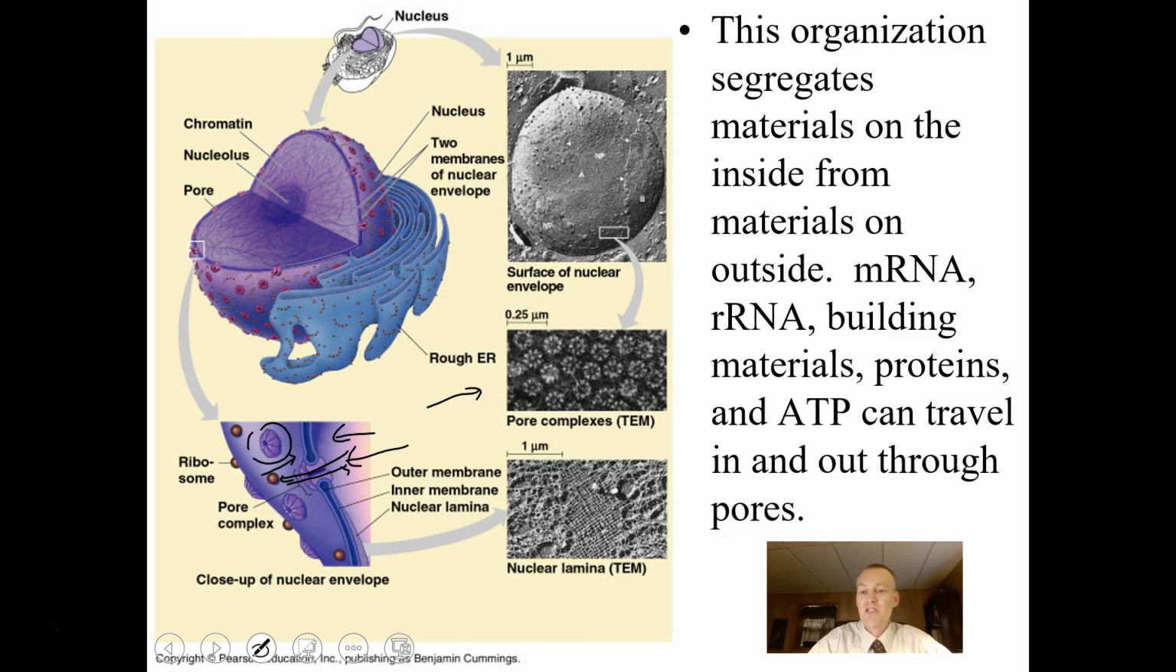This organization of being double membrane bound and having pores helps to segregate materials that are inside the nucleus from materials on the outside of the nucleus. So it creates a boundary. Messenger RNA, ribosomal RNA, building materials, proteins, ATP, which is an energy source, all of those things can travel into and out of those pores. But not everything can move through those pores. DNA doesn't move through those pores, so they are selective about what comes into and out of the nucleus. And they're trying to protect the nucleus from various things and protect the DNA from enzymes that are on the outside surface of the cell.